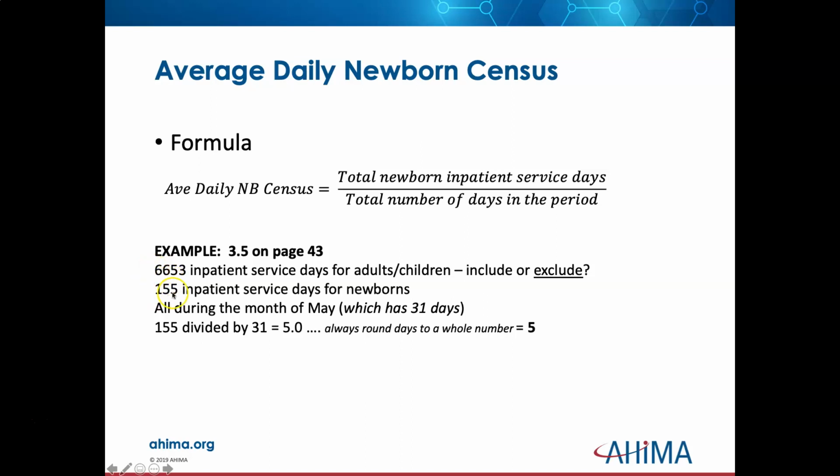So you've got 155 inpatient service days for newborns. That's what's going to be your numerator. What are you going to divide it by? It's that month of May that has 31 days. So 155 divided by 31 is 5. And again, you want a whole number, and thankfully it came out evenly for you, so it's just 5. It's not a big deal. But you have to know what they are asking and what the formula is to know how to do these.